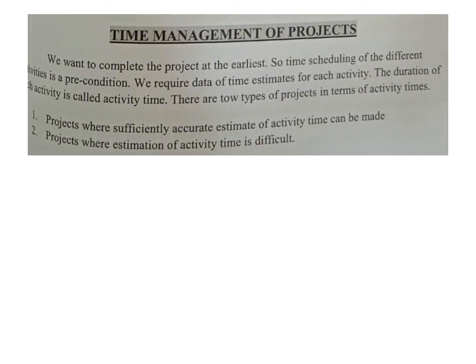Right. So you have the time management of projects. Now, when we have understood about nodes, we have understood about activity, and each activity, for it to be completed, there is something called the activity time. So we know that, right? You have basically two kinds of projects. You have the kind of projects where you have a sufficiently accurate estimate of the time of the activity.